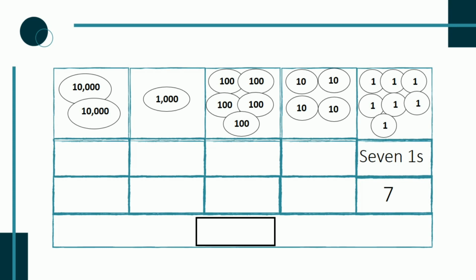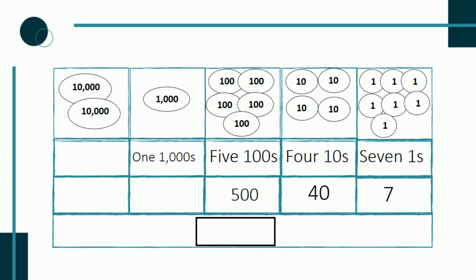Doing the same process to the tens, hundreds, thousands, and 10,000s place, we have 4 tens, 40, 5 100s that will make 500, 1 1000s that will make 1000, 2 10,000s that will make 20,000. Therefore, the number is 21,547.